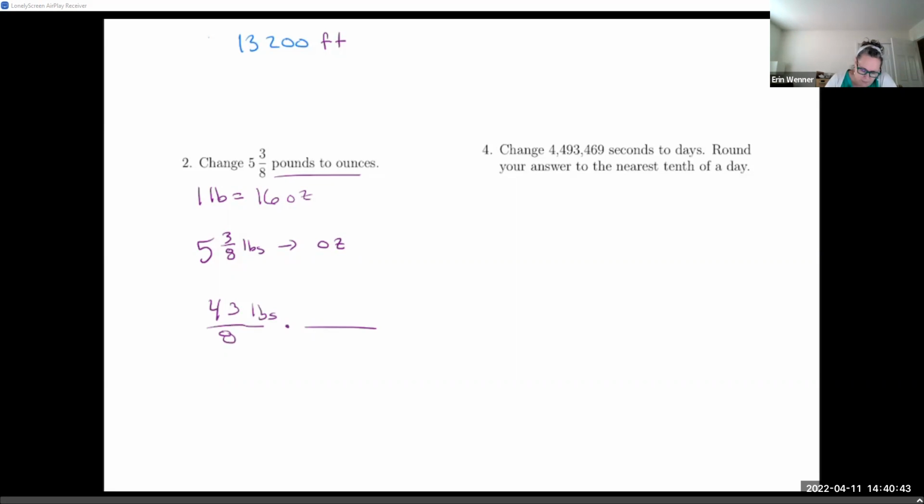So again, I want pounds to cancel. So I'm going to write my conversion factor as 16 ounces over 1 pound. And then we're going to multiply straight across the top and straight across the bottom. And I want you to finish that calculation and tell me what you get in ounces.